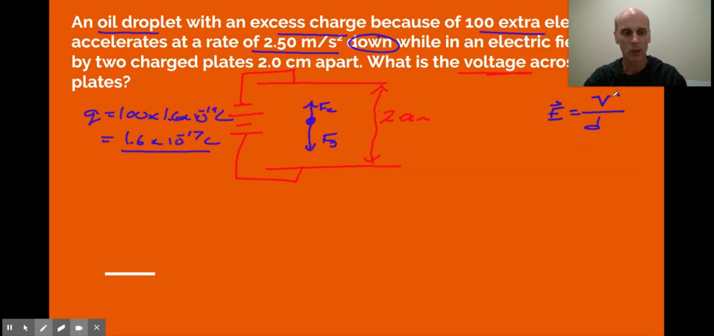All right, so I can find the voltage if I know the electric field and the distance between the plates. Now I do know the distance between the plates, so it looks like this is really going to hinge on me finding the electric field. I remember seeing the electric field somewhere.